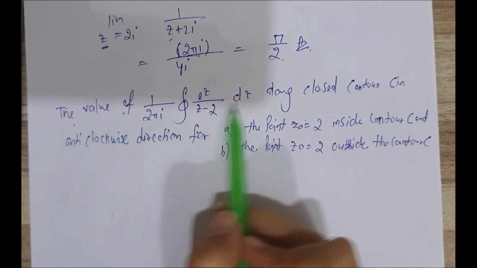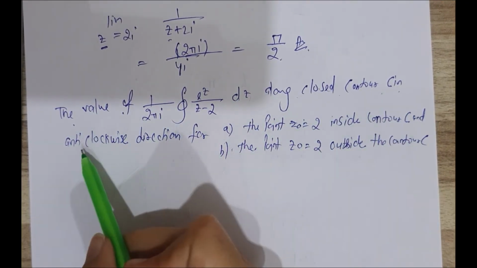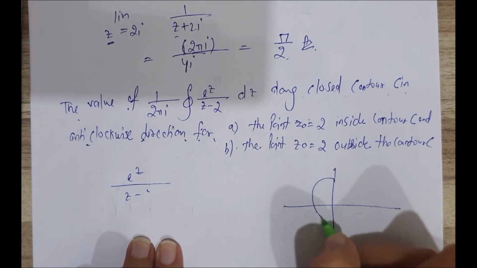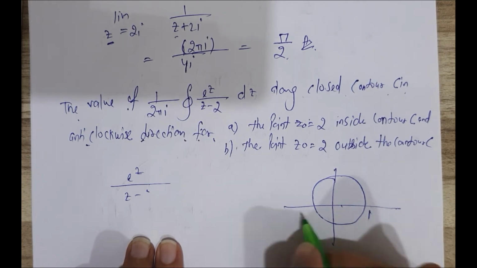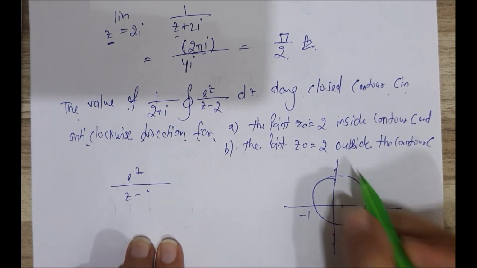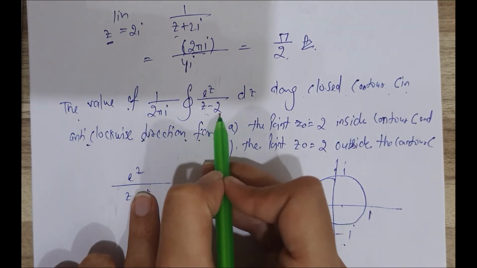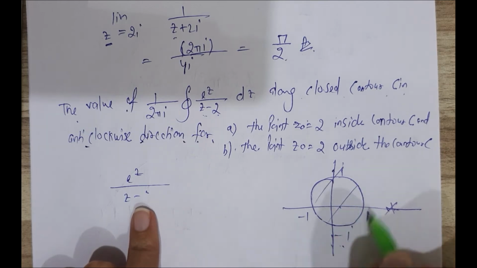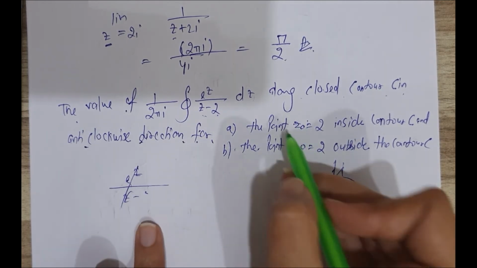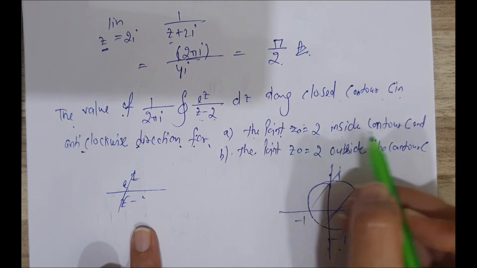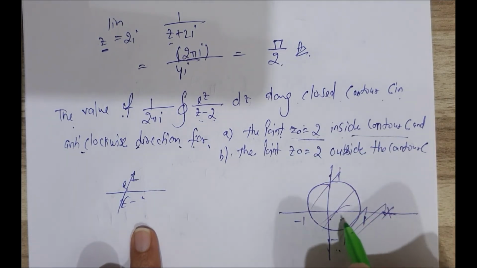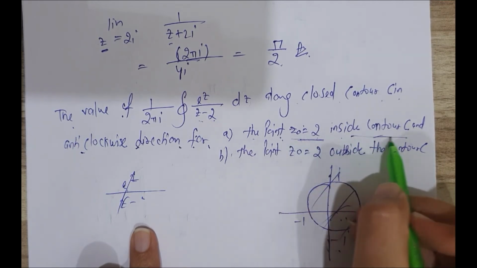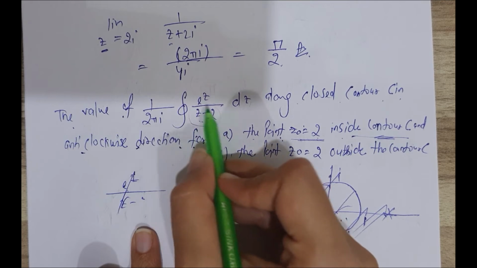Now next question: the value of this function along closed curve C in anti-clockwise direction is. Here they are not given anything, so it means this is a circle. By default take this circle. Here z is equal to 2. Because they have given the condition that the point z equal to 2 is inside the circle, we don't need this circle. In the first point they are given that this is inside the circle.